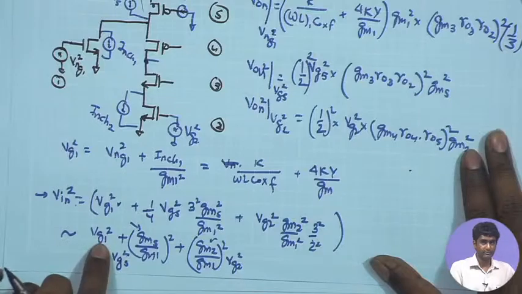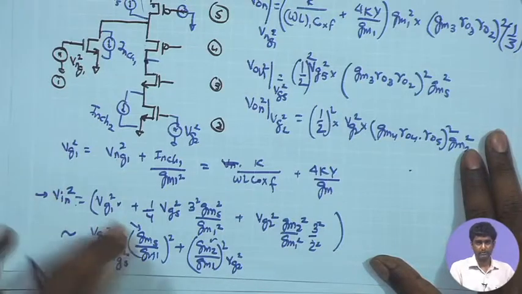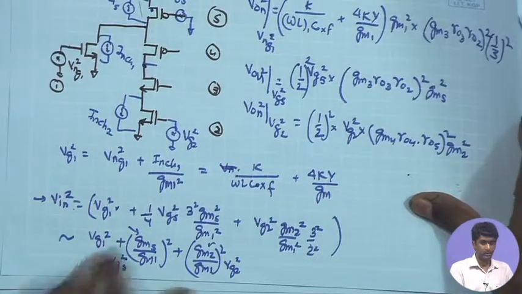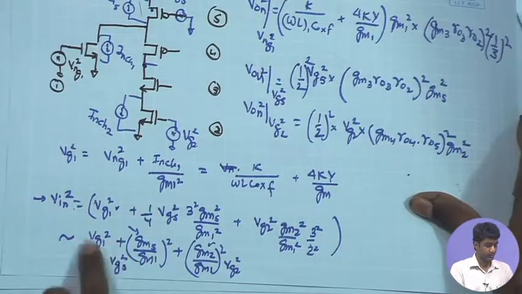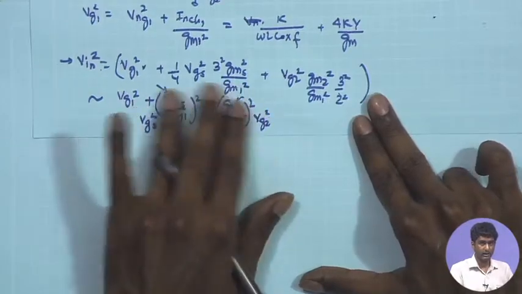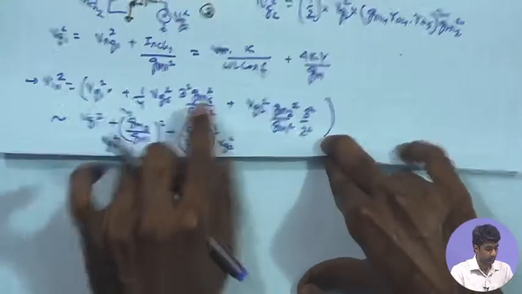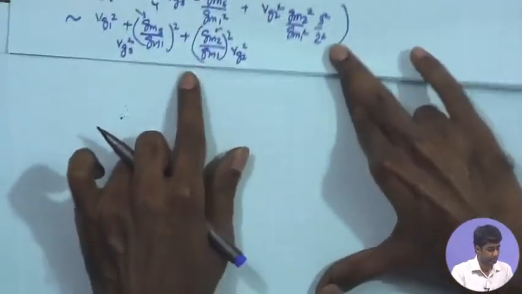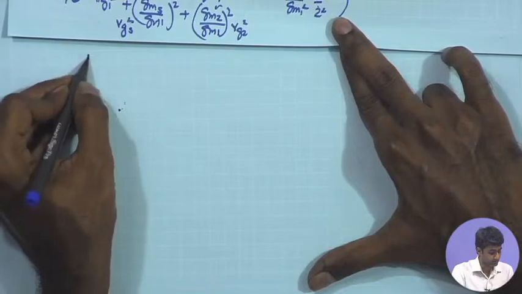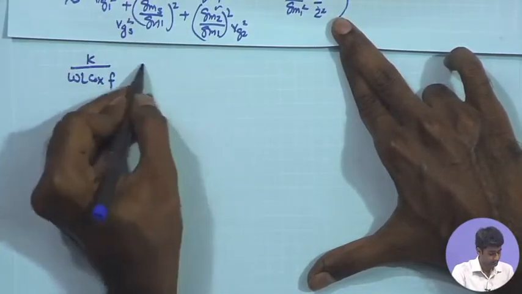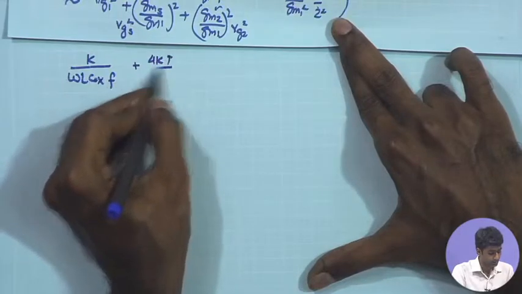If we look at the VG1 square itself, there also we have the dependency on GM1, because you have the channel noise getting divided by GM1, and therefore, you have the overall factor which is proportional to 1 upon GM1. So, now we can elaborate the expressions a little bit more and write down the expression for VG1 square. We have already figured it out over here. So, I can write down the VG1 square, which is K upon W, L, COX and F, and you have the 4 KT upon GM1.